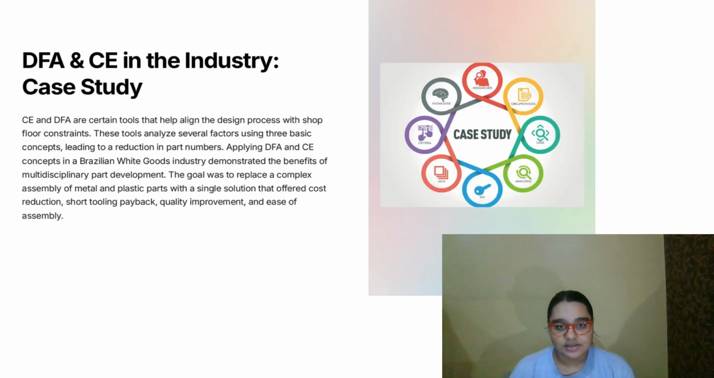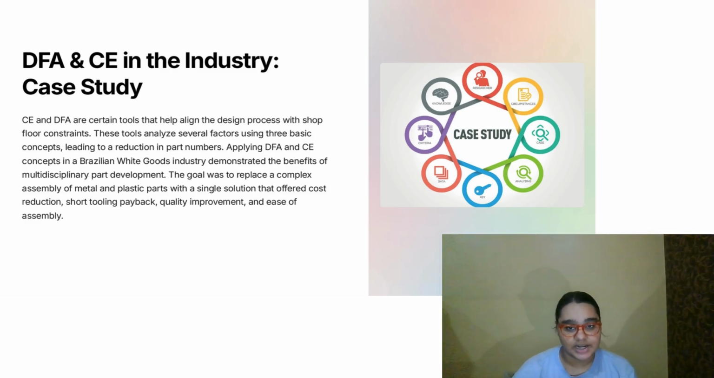Now we're going to discuss the two main prospects of concurrent engineering, that is DFA and CE. CE stands for cost engineering. It focuses on identifying and controlling costs throughout the design and manufacturing processes. By incorporating CE principles, we ensure that our designs are not only cost effective but also feasible within our production constraints. DFA, or Design for Assembly, emphasizes simplifying the assembly process by reducing the number of parts and the complexity of assembly. This approach streamlines production, leading to faster assembly times and lower labor costs.